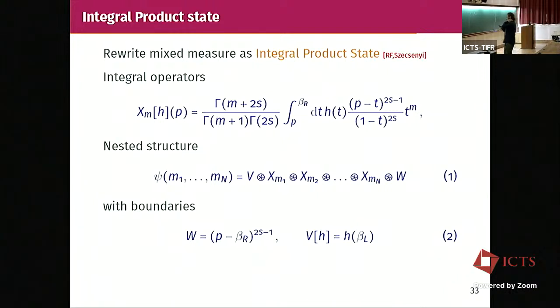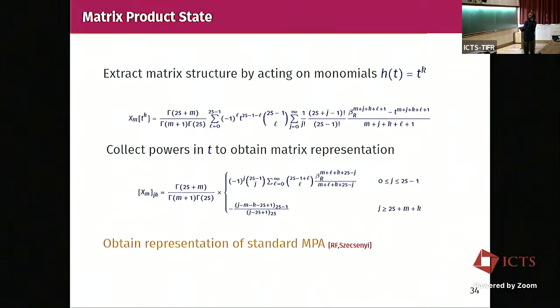Okay, we are nearly there. The last thing now is to extract matrices, if you like. You can find them by acting with x_m on polynomials t to the k and picking powers of t. Then you see how these x's act on polynomials, and this will be the matrix. So everything will be a matrix product ansatz again. Okay, my time is up.